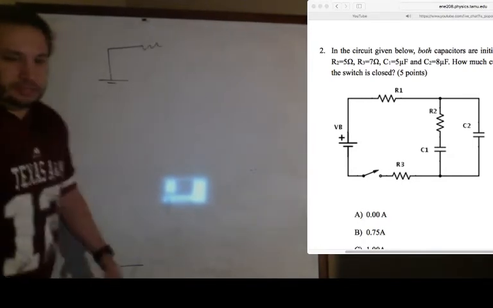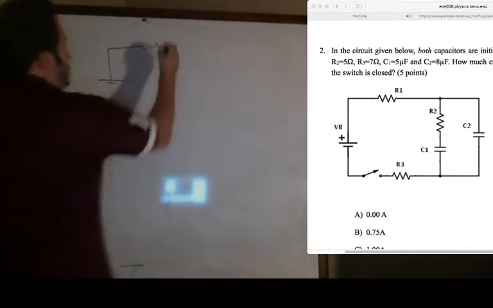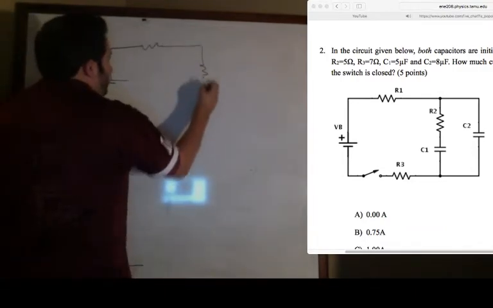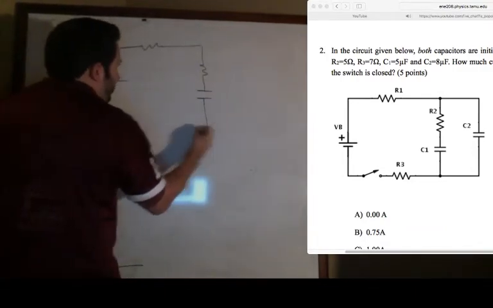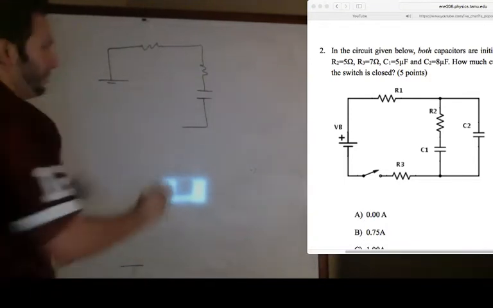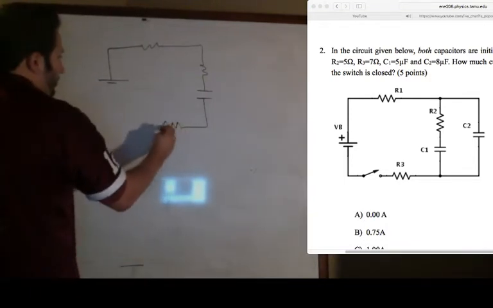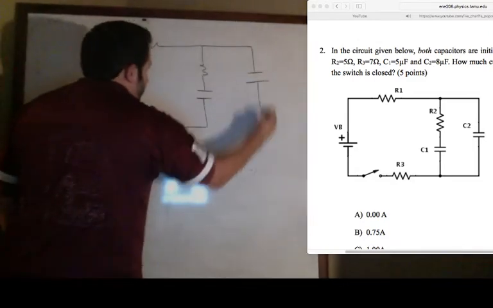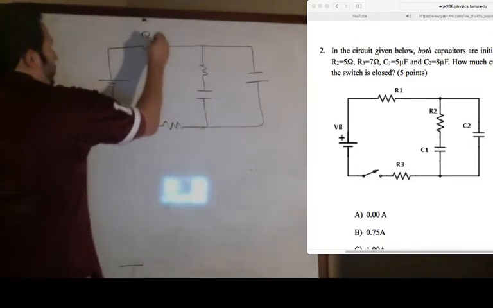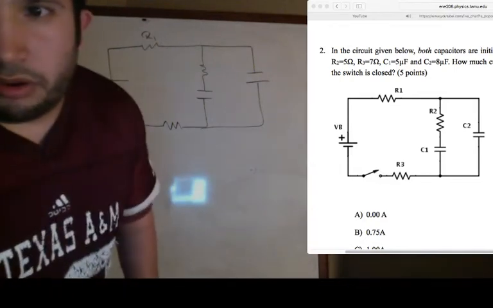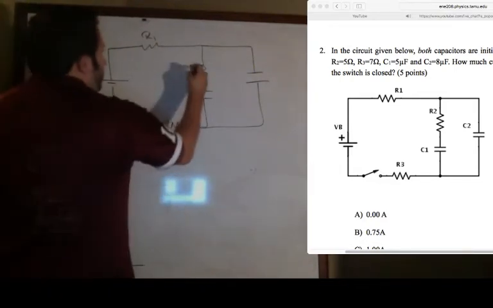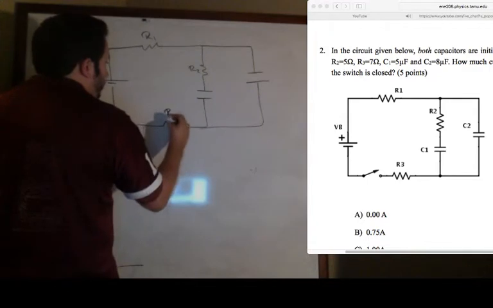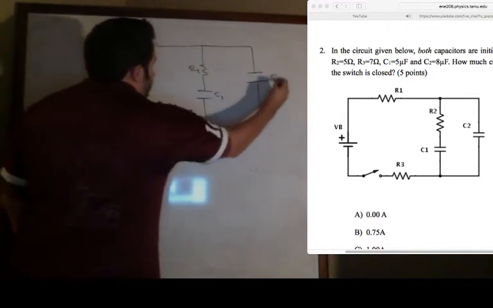So we have a resistor, and then we've got a resistor coming around like this, with a capacitor, and coming around, we got another resistor. That switch will end up being closed, and we have another capacitor. Here's my R1, and then we'll go R2, R3, and we got C1 and C2.